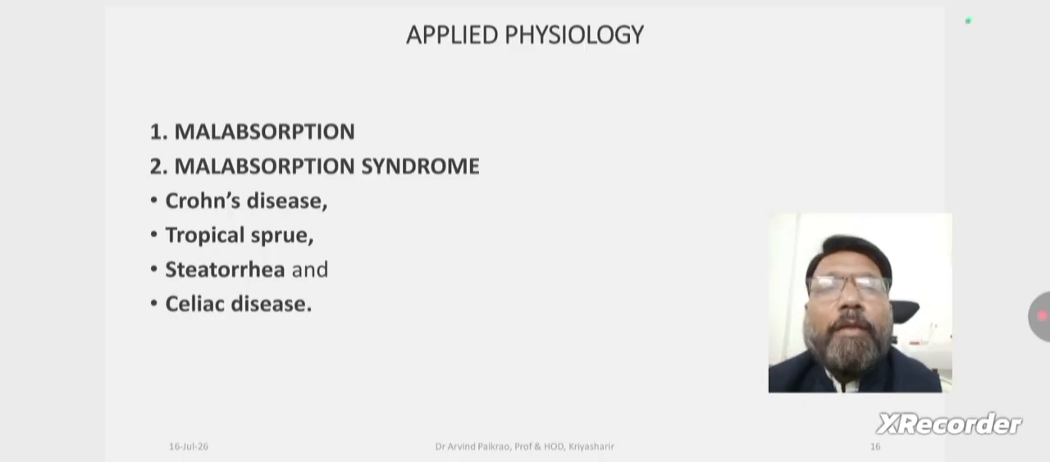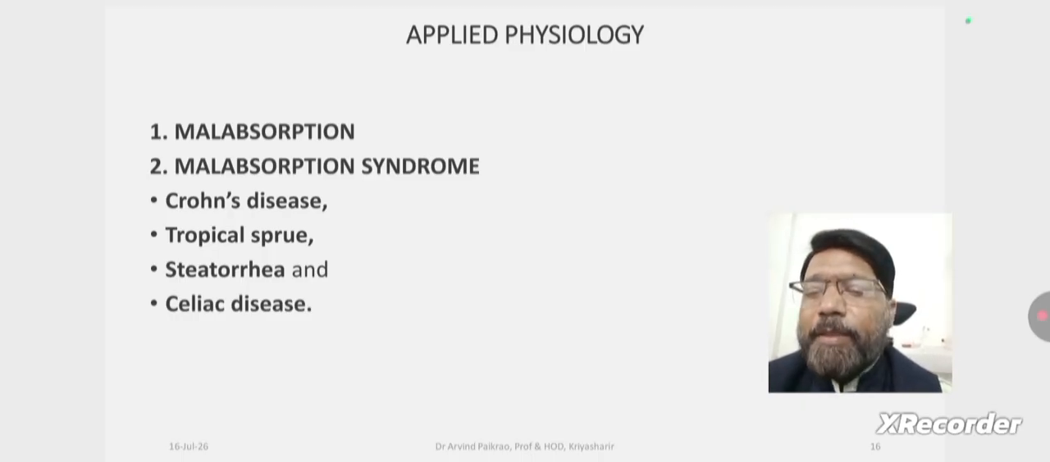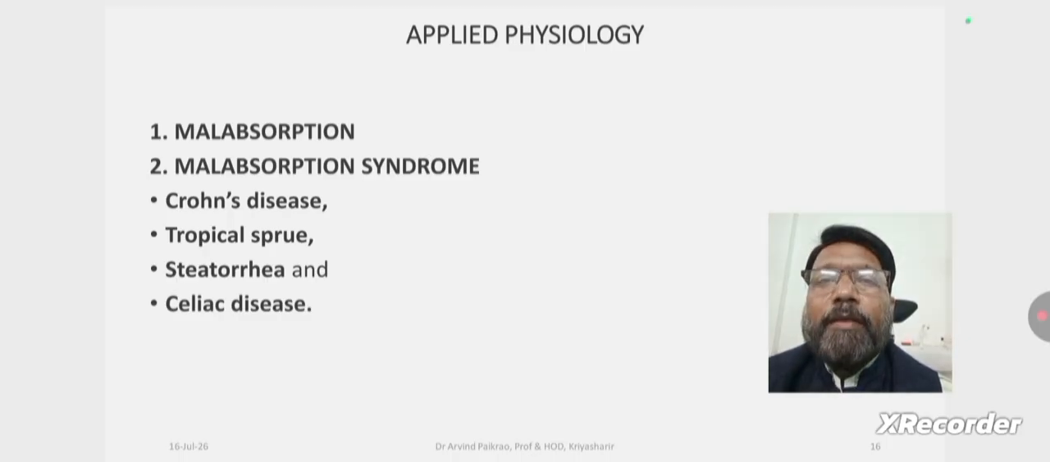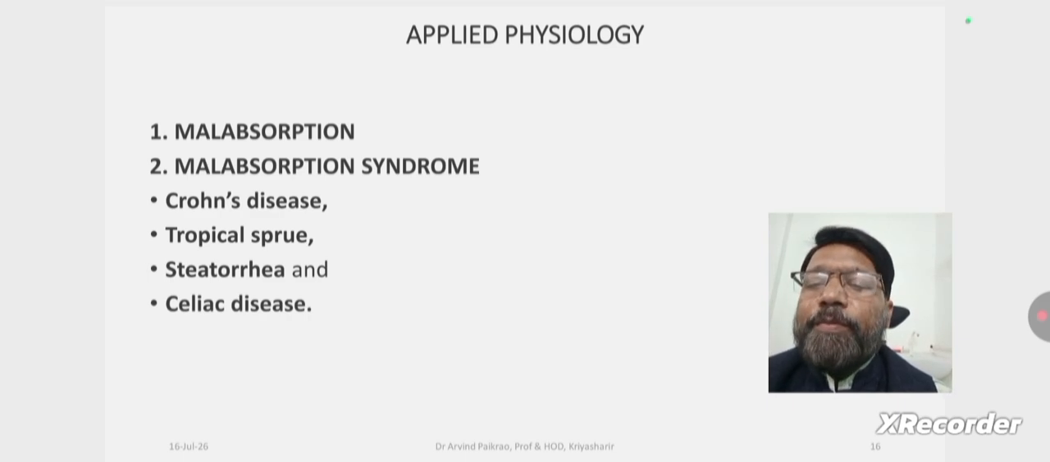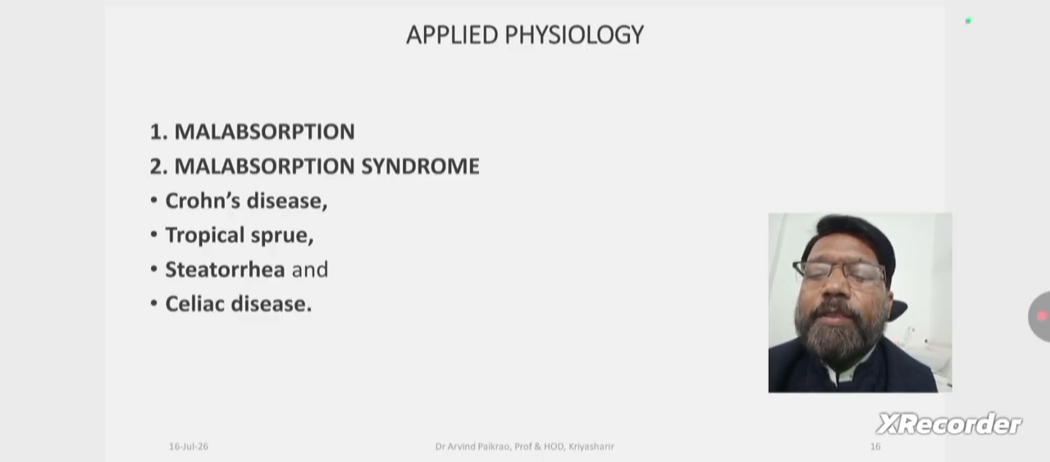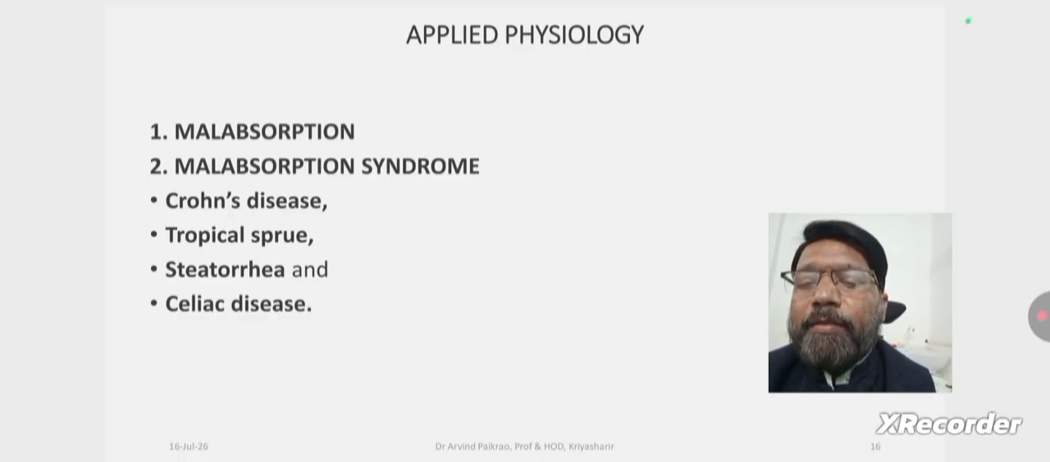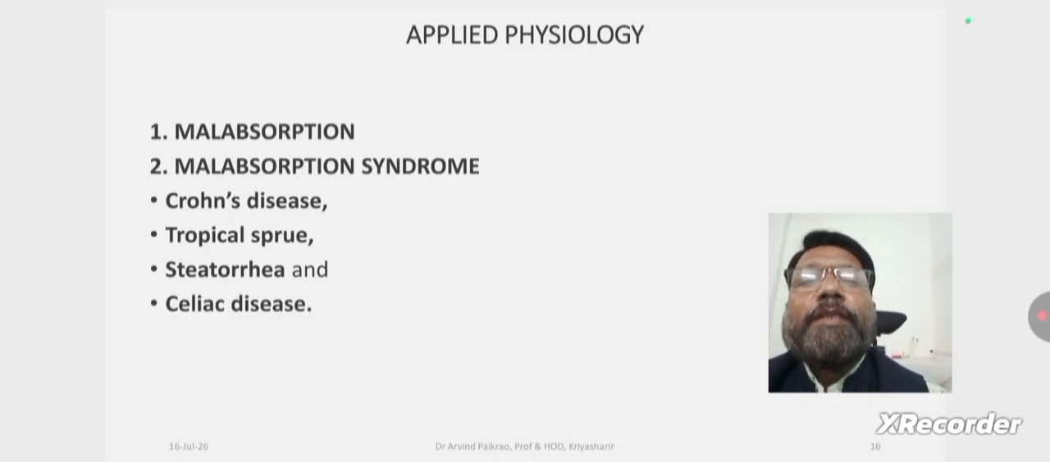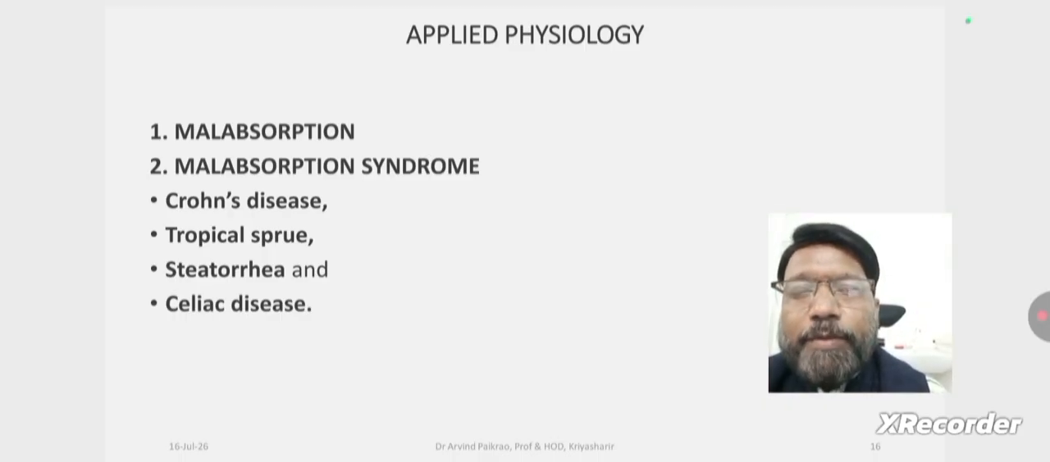In that there is a malabsorption. In malabsorption, we can understand there is no proper absorption activity. It will happen because certain diseases or certain kinds of causes will hamper the small intestine, and absorption is a very important role of the small intestine, and this absorptive role will be hampered.